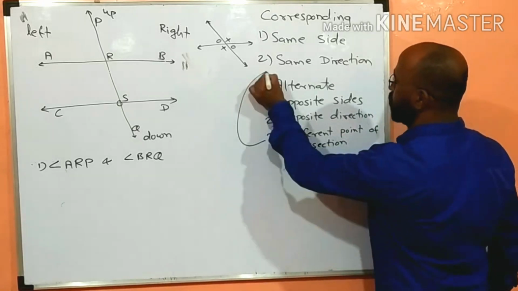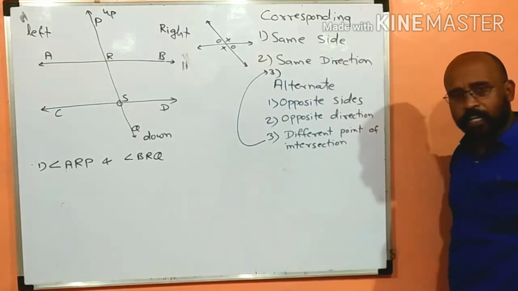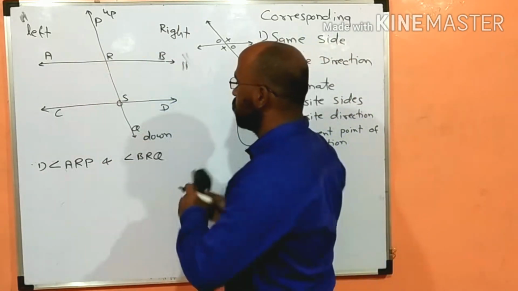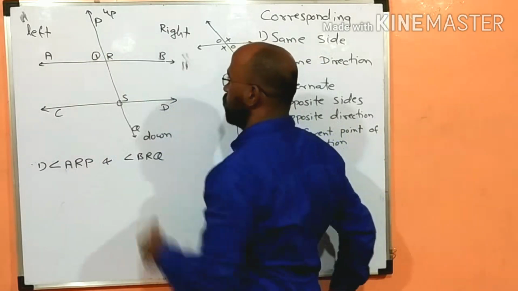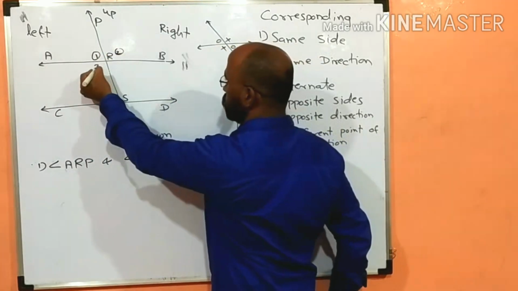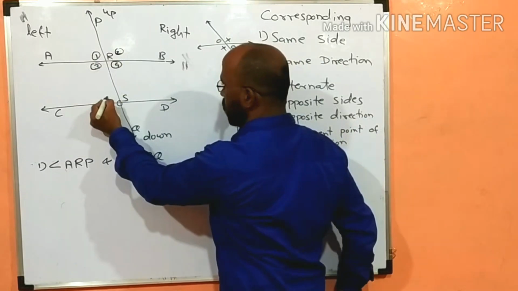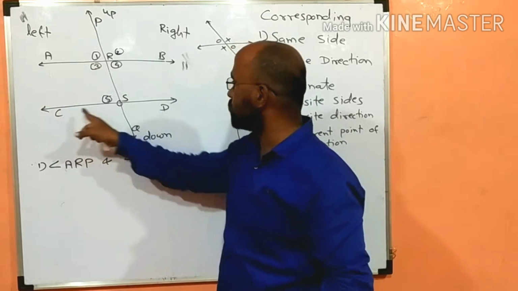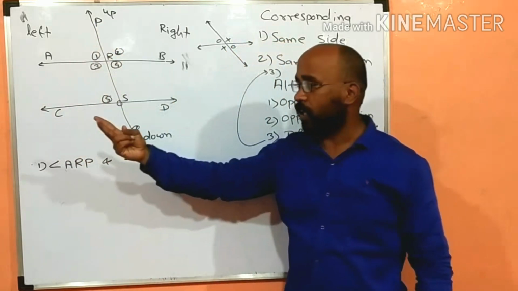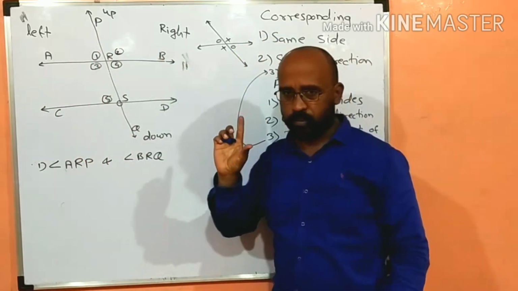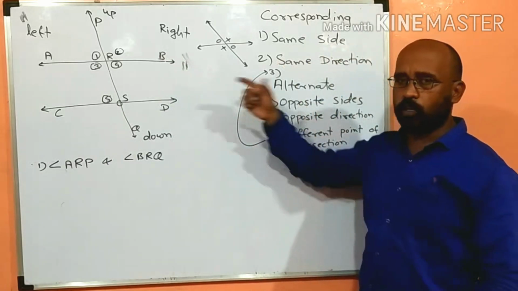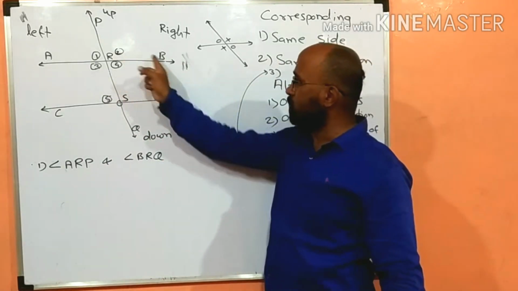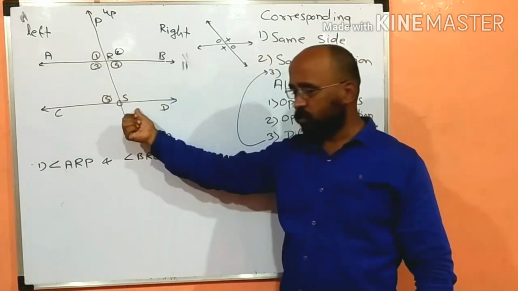This thing you can compare in the case of corresponding angles also. They are also on the different point of intersection. Means ARB is angle 1. Suppose its corresponding angle is this angle, angle 5. ARP and CSP, these two are corresponding angles and they are on different point of intersection. So similarly, alternate angles also are on different point of intersection. So we have to see the alternate angle of this angle ARP on this different point of intersection.